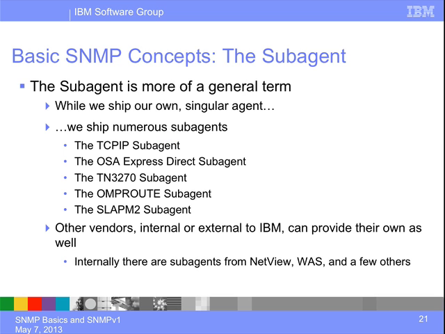The subagent is neither a client nor a server, but actually sort of an ancillary server that assists the agent. While CommServer ships one and only one agent, there are multiple subagents which are provided with the product. These include the TCP/IP subagent, which provides information related to the TCP/IP stack, the OSI Express Direct subagent, which provides information about the OSI cards, the TN3270 subagent, which provides information about the Telnet application, the OMP route, also called the OSPF subagent, which provides information about the routing daemon, and the SLAP-M2 subagent, which provides information about the policy agent and its associated policies.